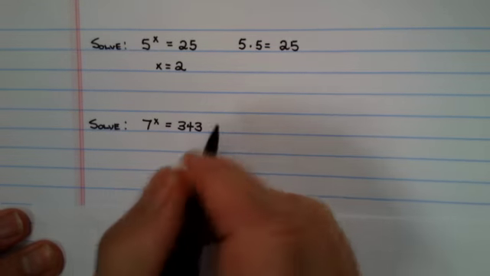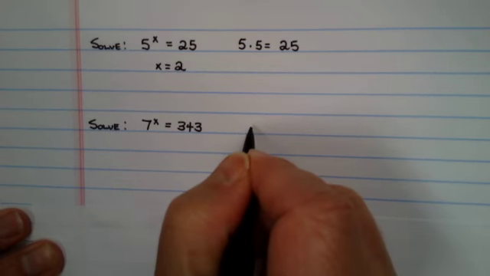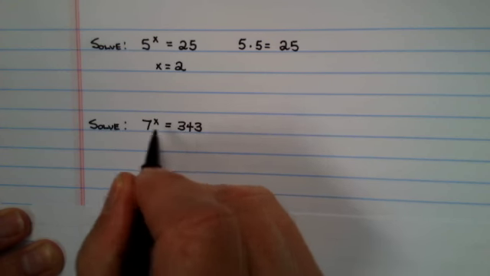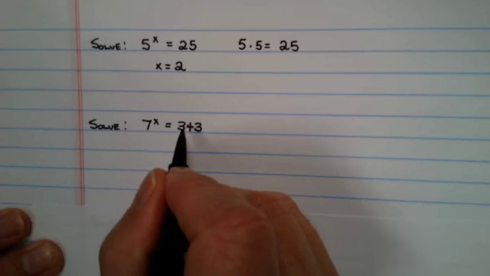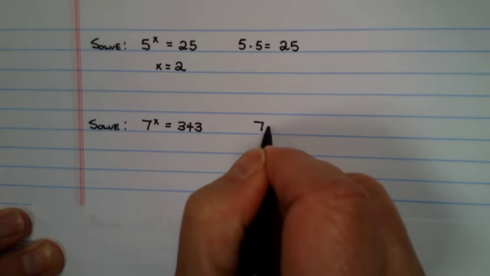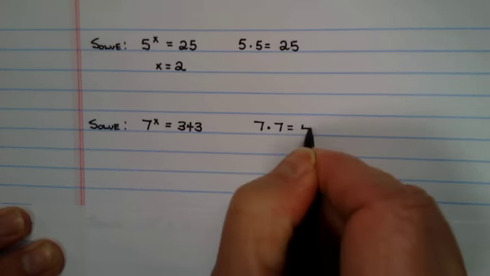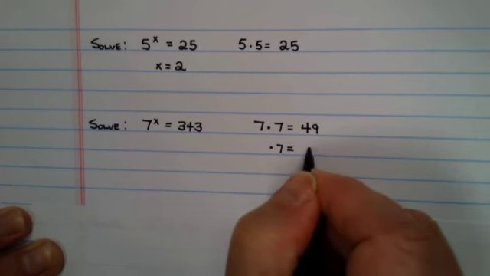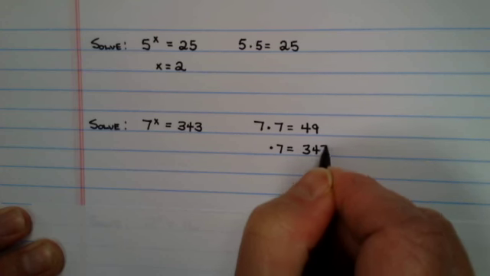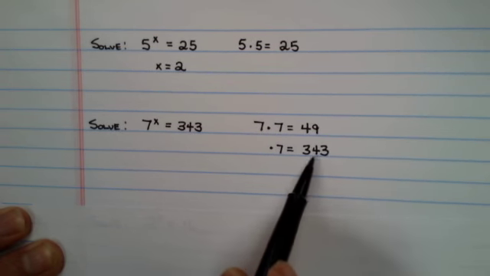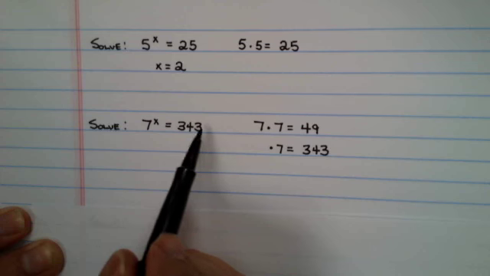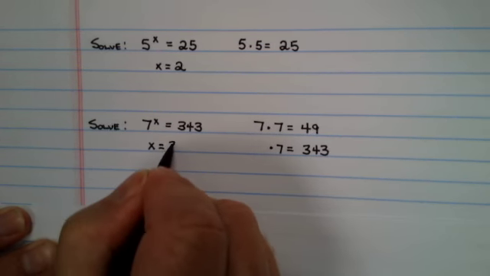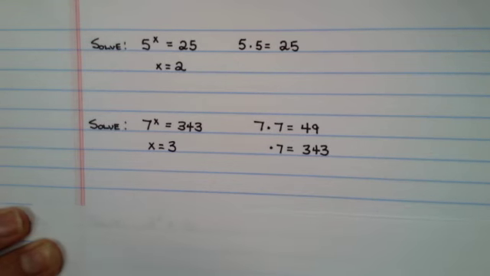When I get to this one, I start multiplying 7s together. I need to see how many 7s I can multiply together to get this. How many 7s can I multiply together to get this? 7 times 7 is 49. Times 7 is equal to... So how many 7s did I need to multiply together to get this? 1, 2, 3. X is equal to 3.